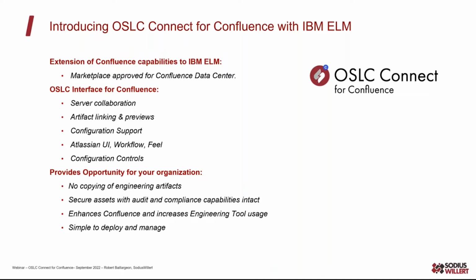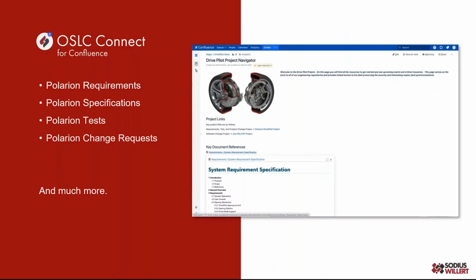We have a marketplace approved application for Confluence. We have the ability to have these server collaborations and some of the UI elements that you'll see in here. And it really is what's providing us the capability to interact with these engineering artifacts without copies. So we're creating that connection, that workflow, that secure interface between Confluence and your Polarion enterprise.